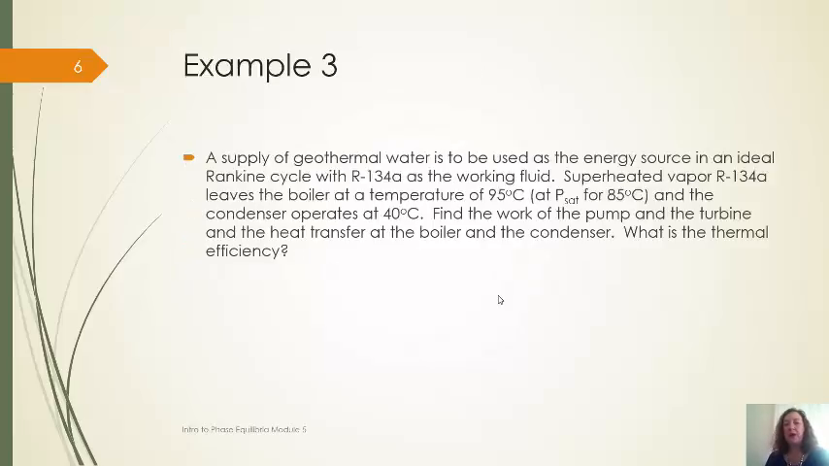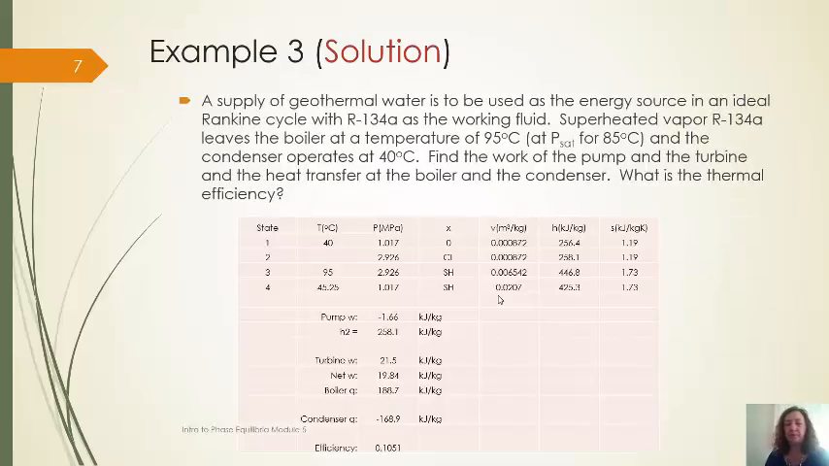So in this example, we raise the temperature to 95 degrees C. So we're superheating the vapor instead of just heating it to saturation at 85 degrees C. We're going back to the original 40 degrees C problem, but now we're going to superheat the material exiting the boiler. If I do that, I go from a thermal efficiency of 10.2 to a thermal efficiency of 10.5. So I actually did improve the efficiency a little bit. And if I look at what's exiting the turbine, it's still superheated. So there's no liquid at all forming in the turbine.